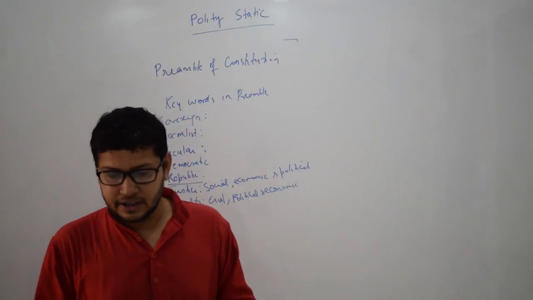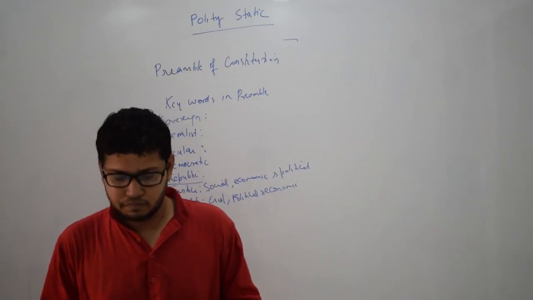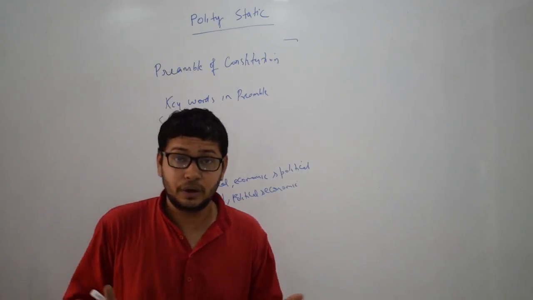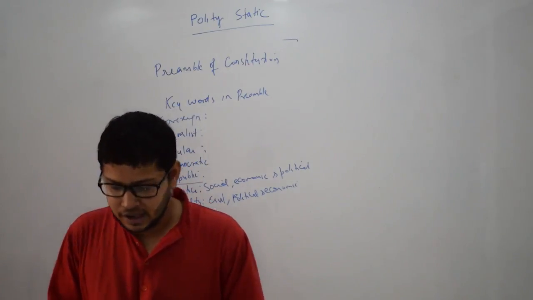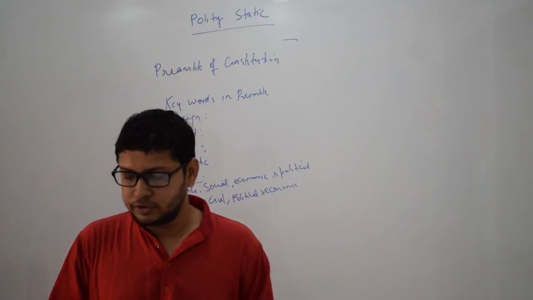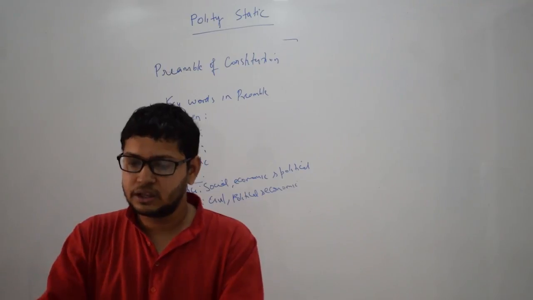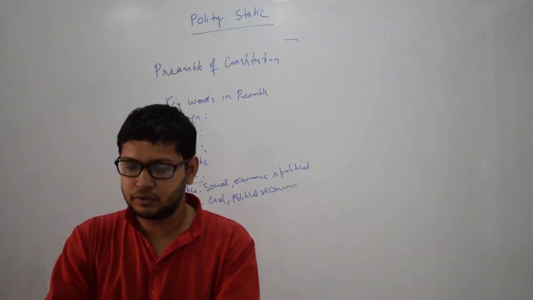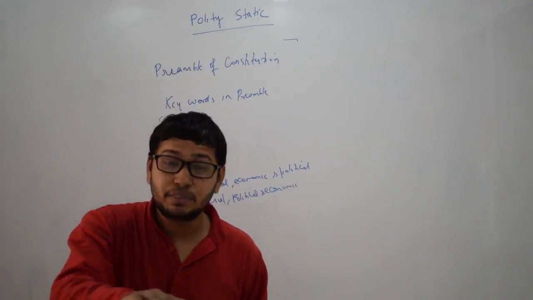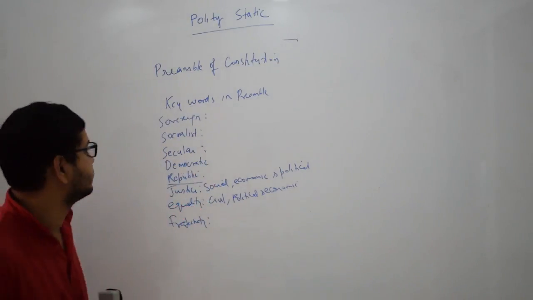Next is the significance of the preamble. The significance is that it could be called the soul of the Constitution. It contains the grand and noble vision of the Constituent Assembly. Next, we come to another important part of this chapter: is the preamble a part of our Constitution?